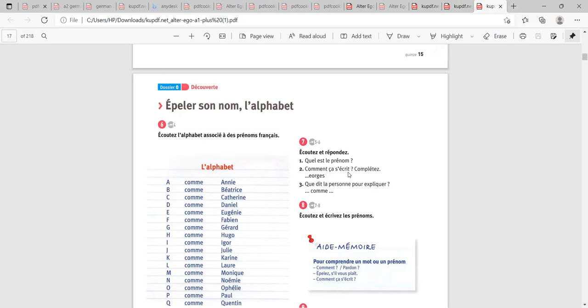Comment ça s'écrit? Clear. Complete. We have complete. Say clear. Complete. So, yes. So what is sa here? Sa, bache, that. Is it clear to you? Yes. Is it clear to you, bache? Clear? Yes. Complete, we have complete.